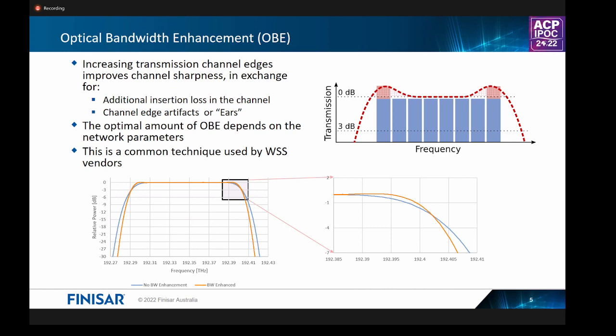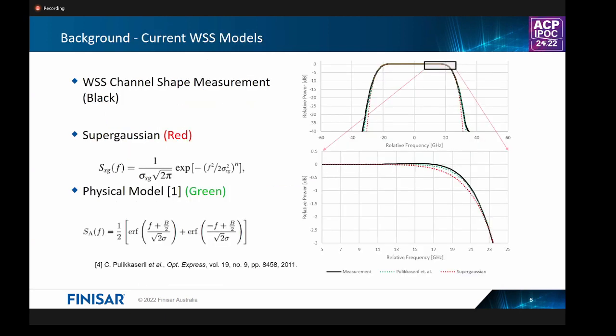With this technique, in exchange, we have to have a little bit of additional insertion loss, maybe 1 to 2 dB. And also, more importantly, there is the addition of this sort of spectral artifact, this sort of ear, you could call it, on either edge of the channel. This technique is in common use amongst the WSS vendors. But this shape, if it's so important, what are the models?